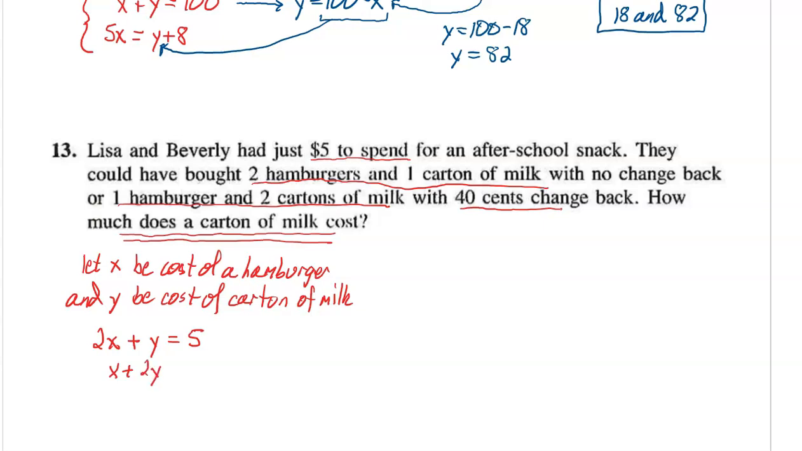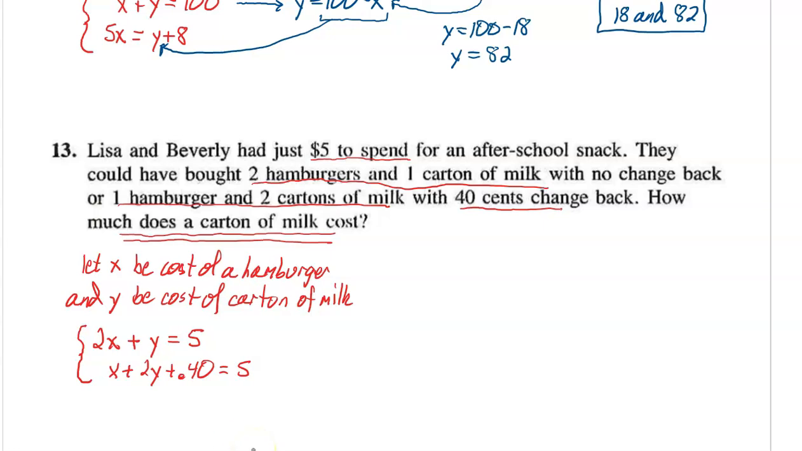Now the second relationship, 1 hamburger, or 1 times x, just x, plus 2 cartons of milk, 2 times y, plus 40 cents, adds up to $5. Alternatively, you might have written this as x plus 2y is equal to $4.60. That would have been the same idea. These 2 equations are the system, and now we want to solve them.